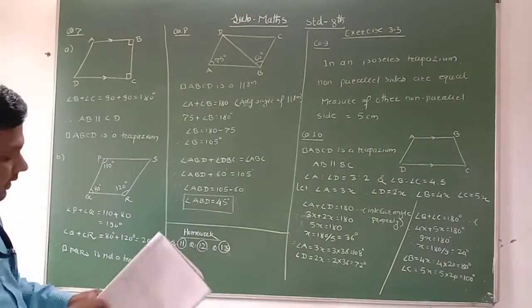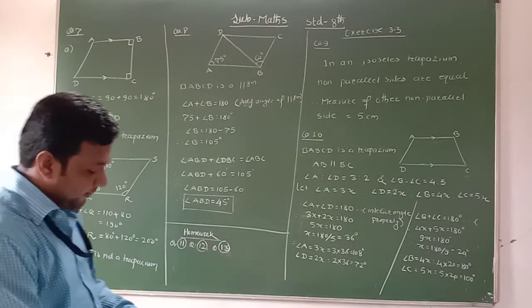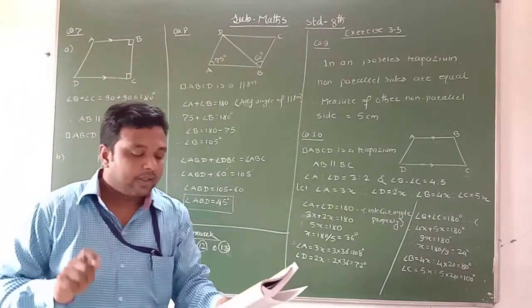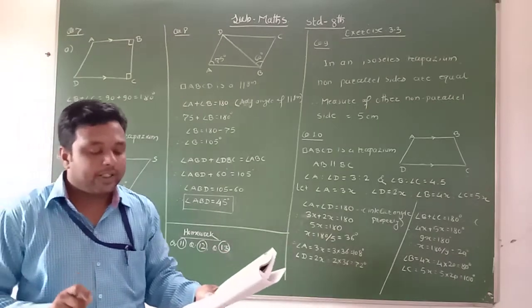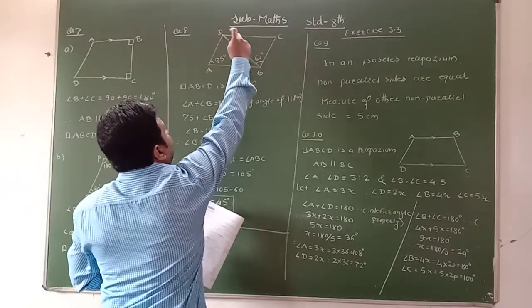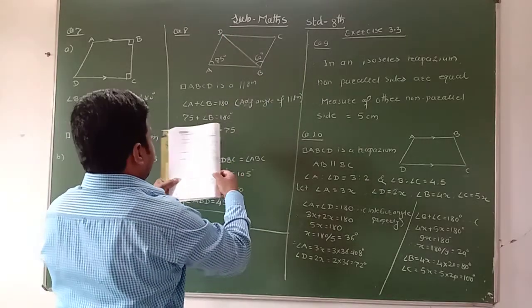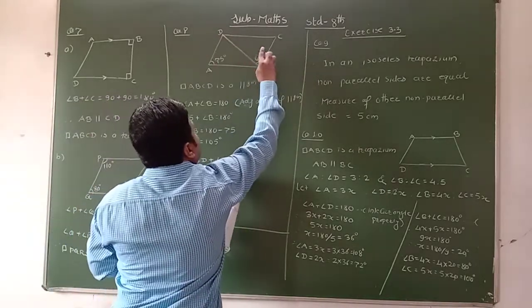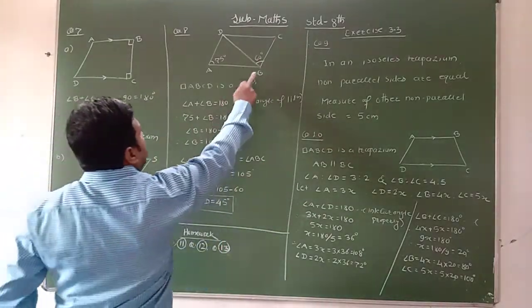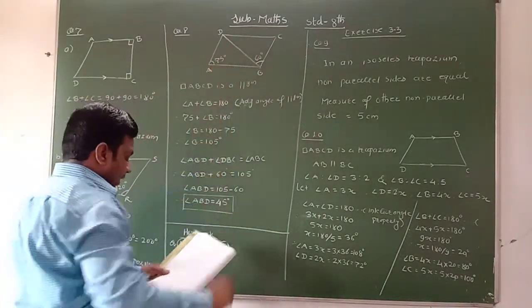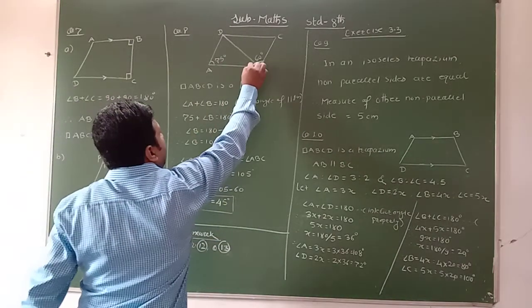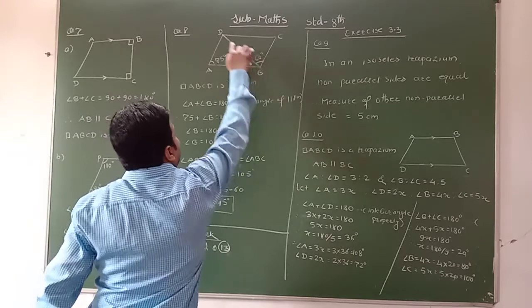Question number 8 is given in the figure. Quadrilateral ABCD is a parallelogram in which angle BDC is given 60 degrees, that is, angle DBC is given 60 degrees, and angle BAD is given 75 degrees. Find the angle ABD. Here we have to find this angle ABD.